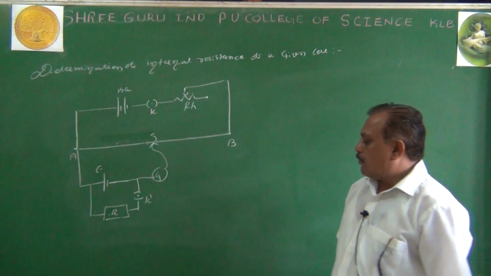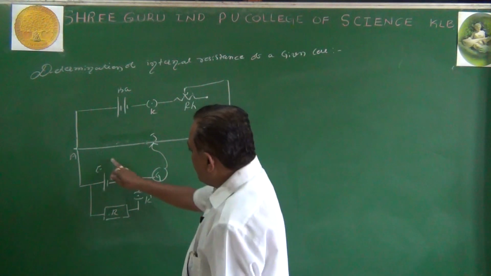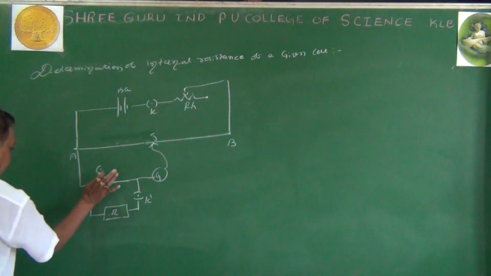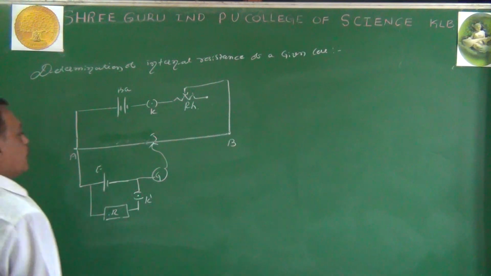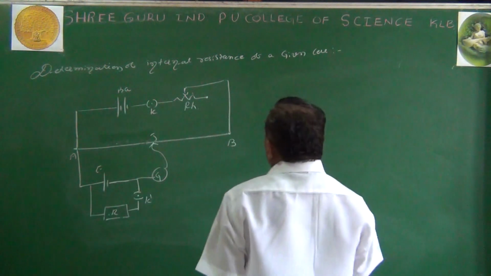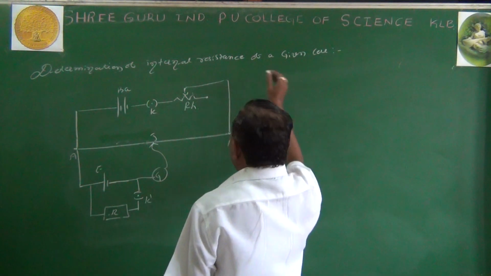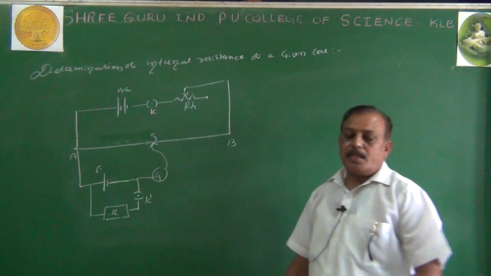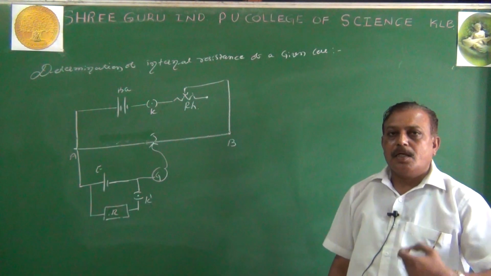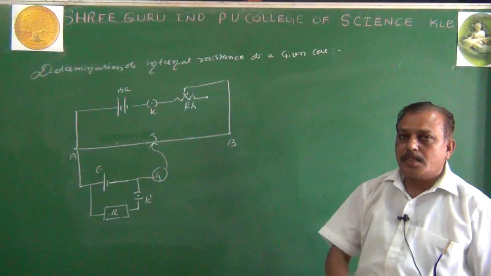So, I want to determine the internal resistance of this cell. I have to go like this. It is correct. Then, we know that the open circuit voltage is known as EMF, and the closed circuit voltage is known as potential difference.